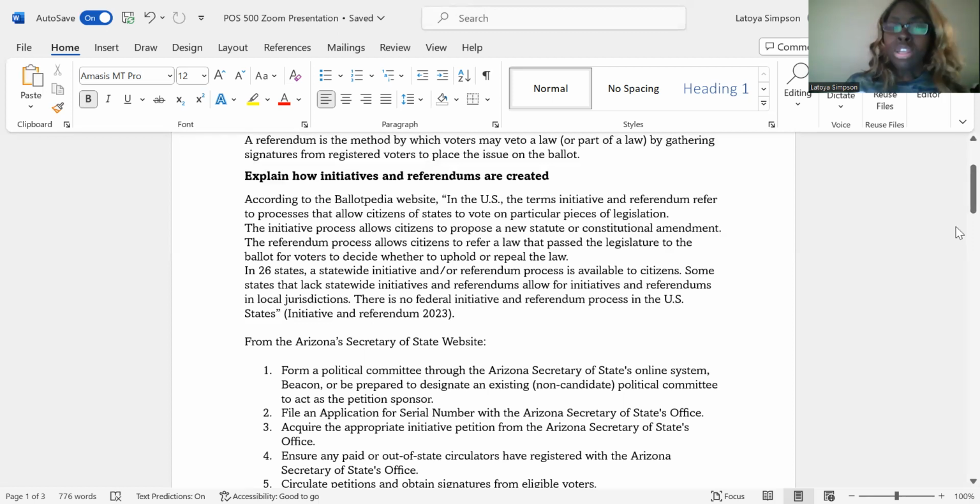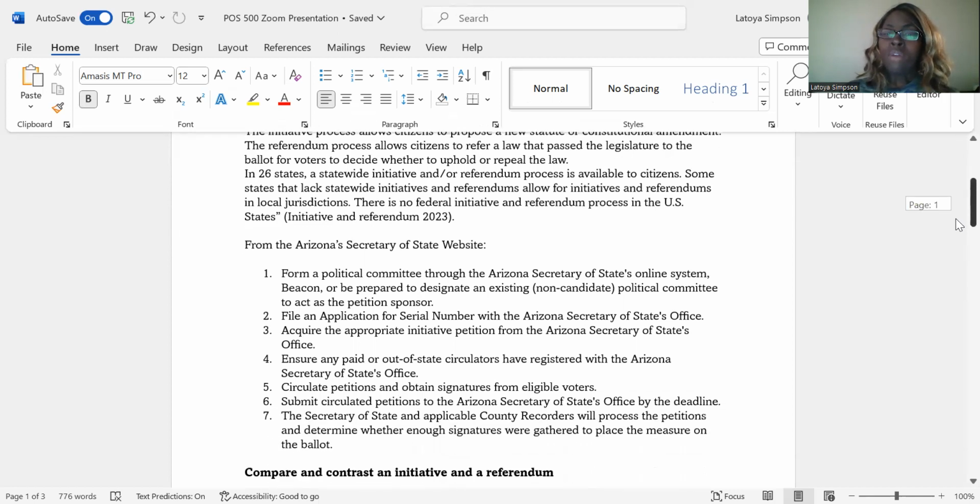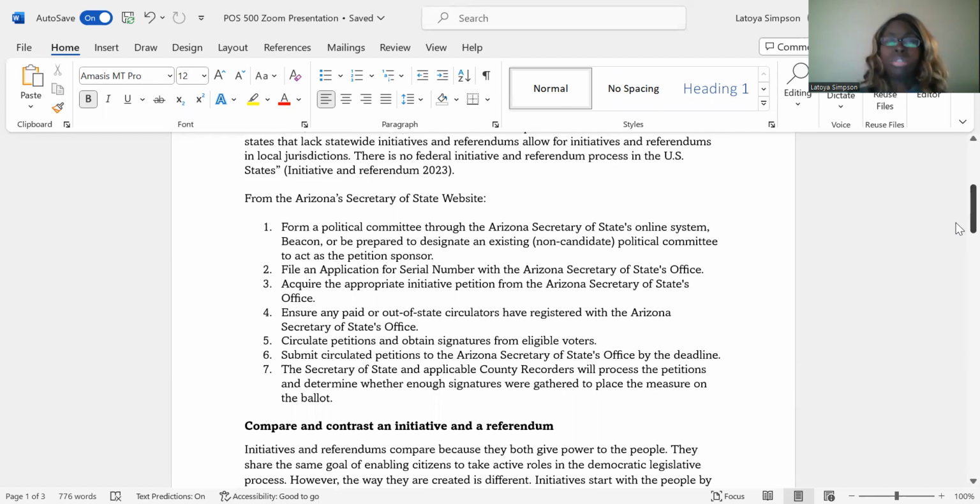Number five, circulate petitions and obtain signatures from eligible voters. Number six, submit circulated petitions to the Arizona Secretary of State's office by the deadline. And number seven, the Secretary of State and applicable county recorders will process the petitions and determine whether enough signatures were gathered to place the measure on the ballot.